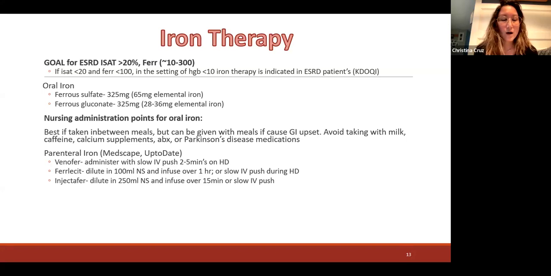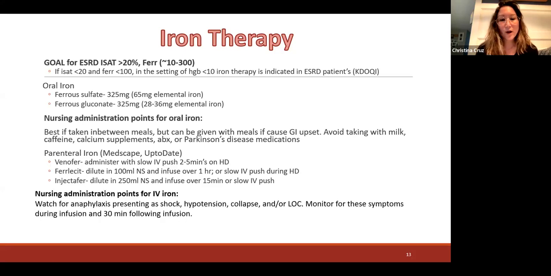Parenteral iron, such as Venofer, Ferrlecit, and Injectafer, you may have heard one or two of those names, can be given to patients on ESRD. Ferrlecit actually is only FDA approved for patients on ESRD and not CKD patients. Venofer is often given via slow IV push for 2 to 5 minutes, and the other two can be given in a normal saline bag infused. The Ferrlecit has to be infused fairly slowly. The Injectafer can infuse over 15 minutes.